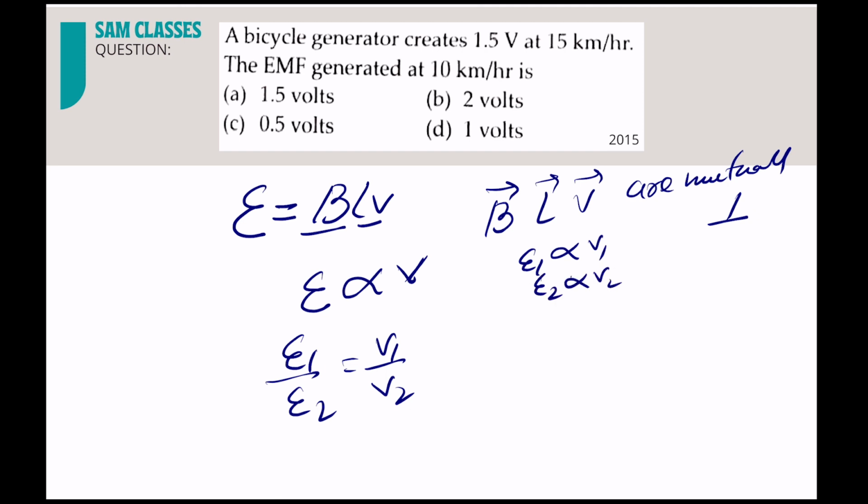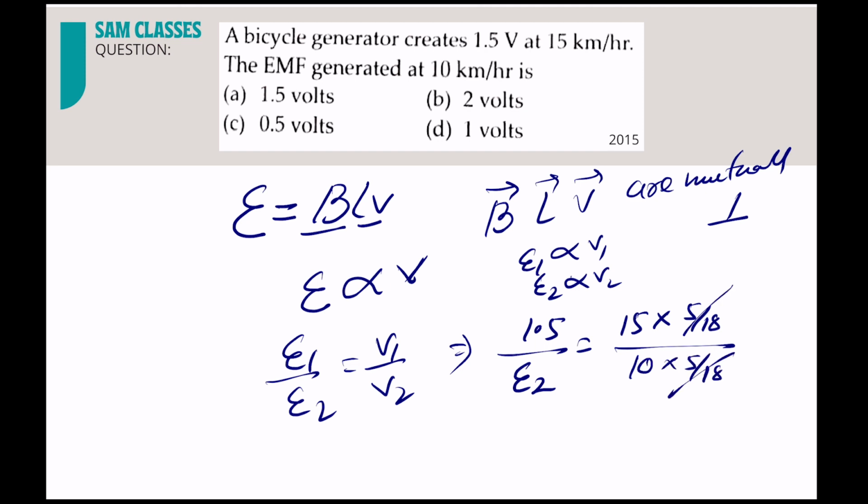Because E1 is proportional to V1 and E2 is proportional to V2. Take the ratio. They've already given the value. So E1 is 1.5 by E2 is equal to, first is what? 15 kilometer per hour. Convert into meter per second. 5 by 18. 10 into 5 by 18. This is gone, this is gone. This is 1.5 only. So 1.5, 1.5 gone. E2 is equal to what? 1 volt. That's it. So what is the difficulty in this?